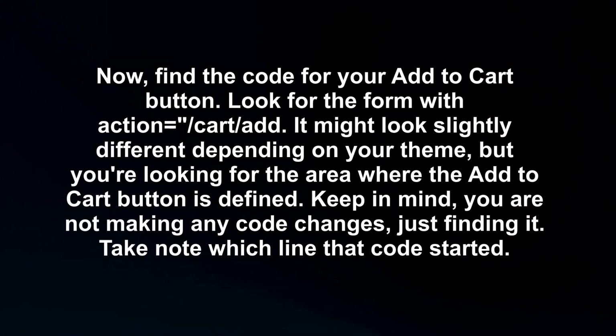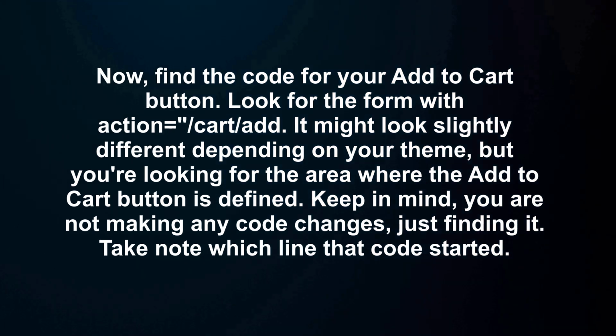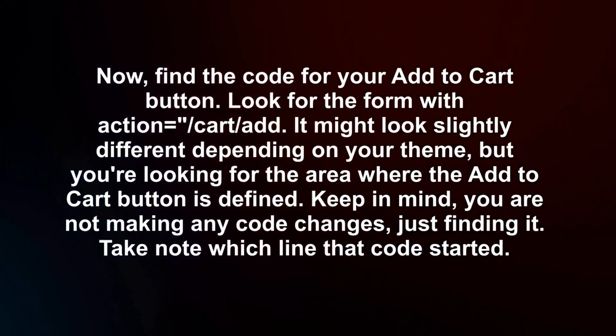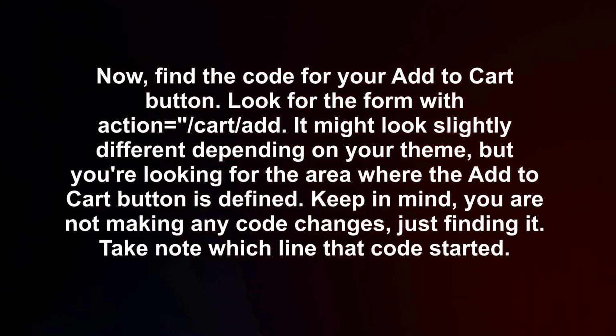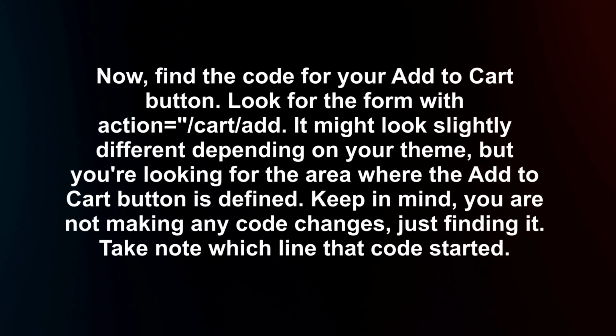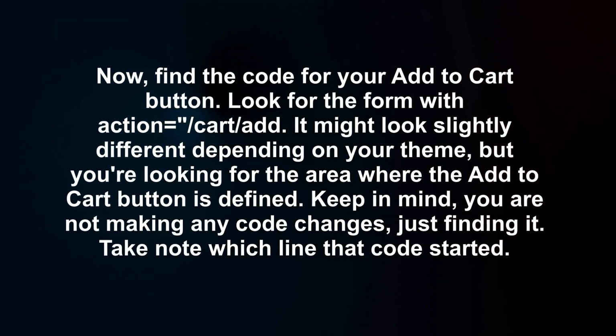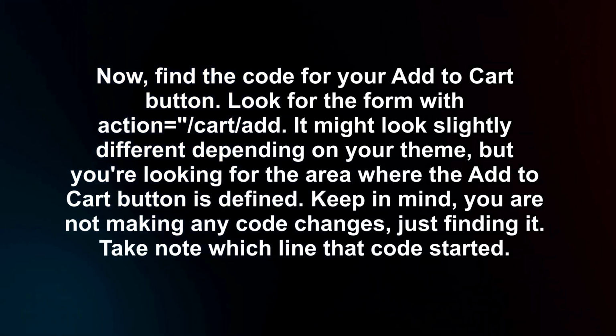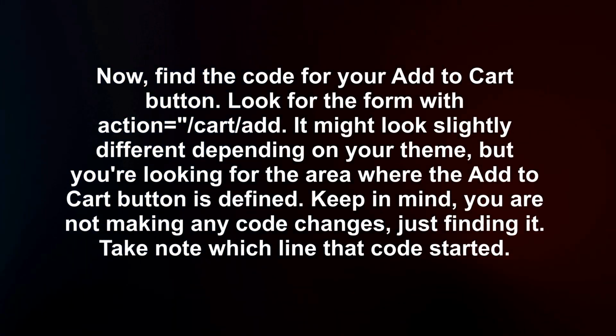Now, find the code for your Add to Cart button. Look for the form with action equals /cart/add. It might look slightly different depending on your theme, but you're looking for the area where the Add to Cart button is defined. Keep in mind, you are not making any code changes, just finding it. Take note of which line that code starts on.